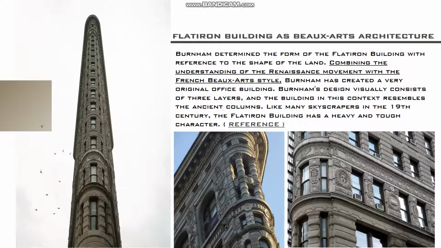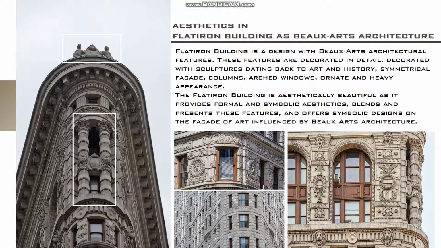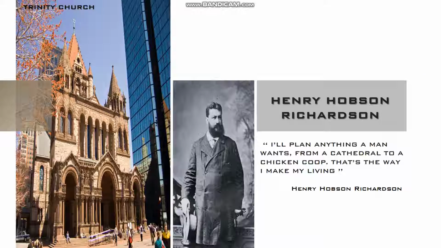So, combining the understanding of the Renaissance movement with the French Beaux-Arts style, Burnham created a very original office building. The Flatiron Building is a design with Beaux-Arts architectural features. These features are decorated in detail, decorated with sculptures dating back to art and history, symmetrical facade, columns, arc windows, ornate, and heavy appearance. The Flatiron Building is aesthetically beautiful as it provides formal and symbolic aesthetics, blends and presents its features, and offers symbolic design on the facade of art influenced by Beaux-Arts architecture.